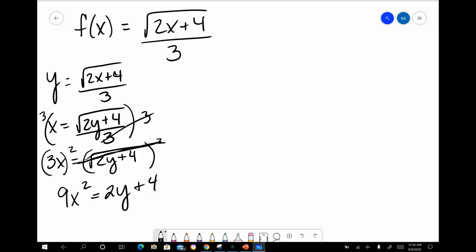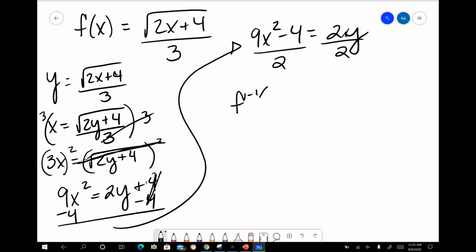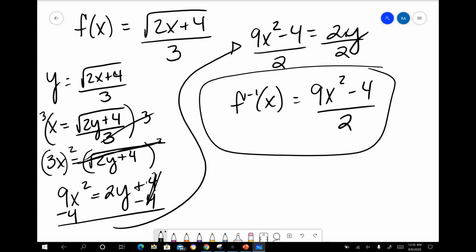So then we go back and we subtract the 4. I'm going to come over here again. You get 9x squared minus 4 equals 2y. Divide by the 2. So f inverse of x equals 9x squared minus 4, divided by 2. So just little things you've got to make sure you take care of.